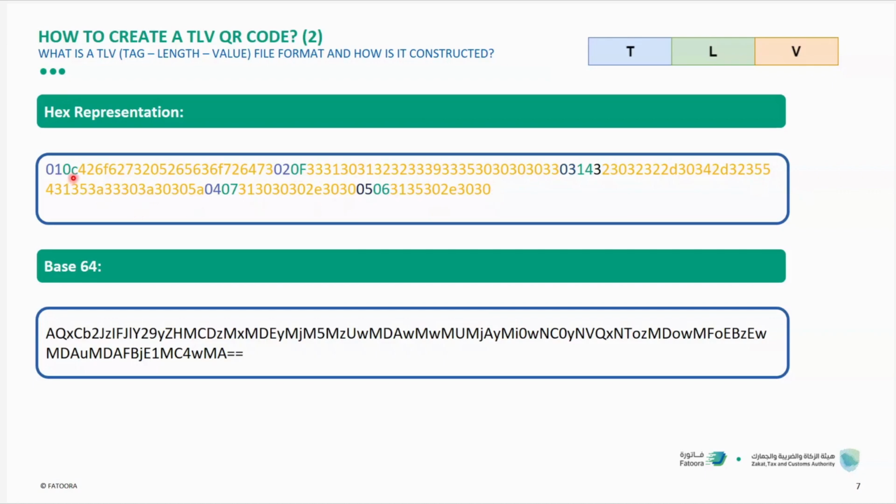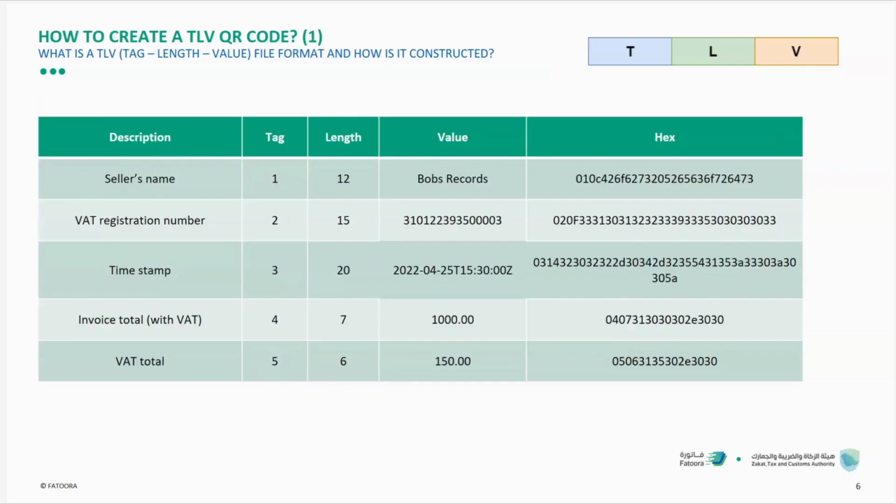But this is not enough. What you need to do, as a final step, is to convert it into base 64. Once you convert it into base 64, this is how the string will look. And from this string, you're going to generate the QR code. And that QR code, once you scan it, you should get this string, exactly this string. You shouldn't be getting the actual values that are presented in the invoice itself.